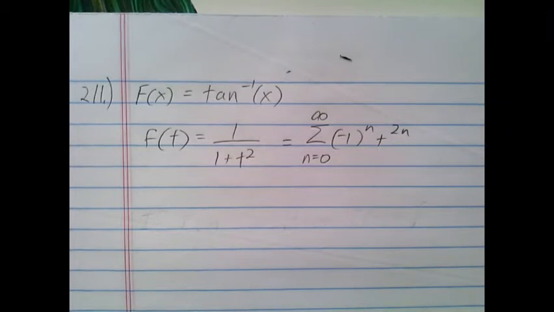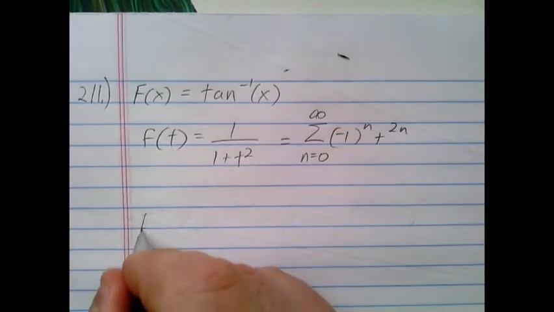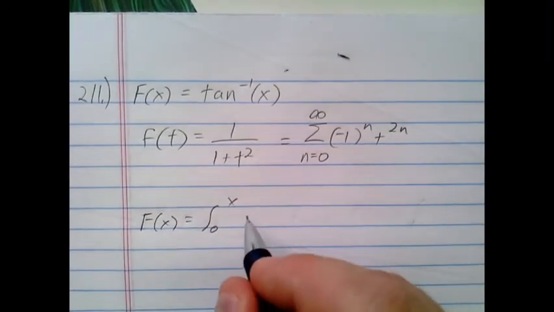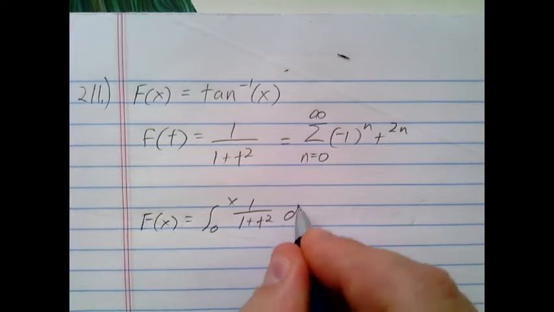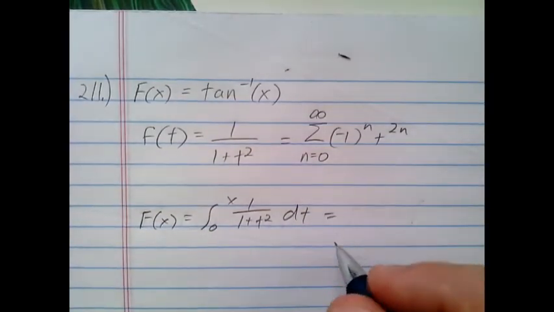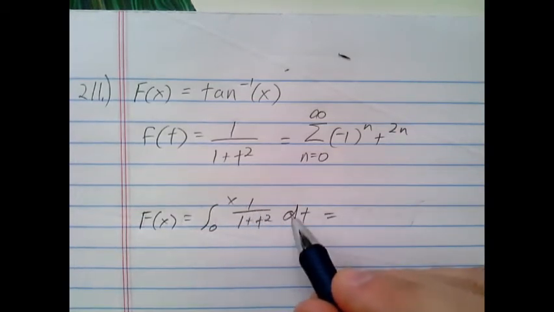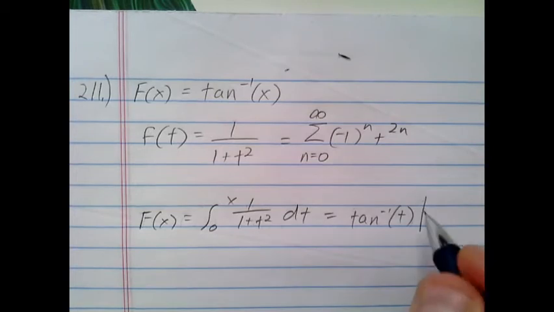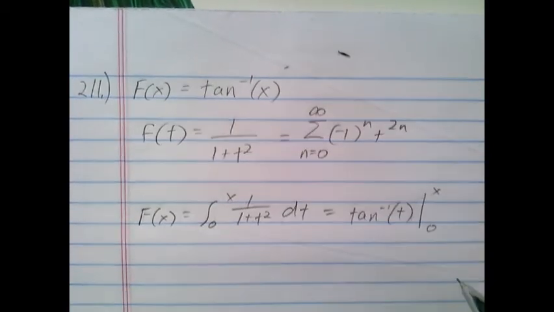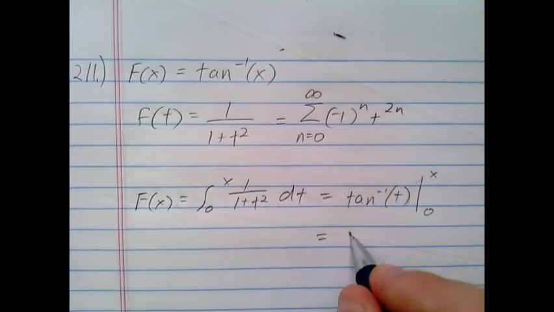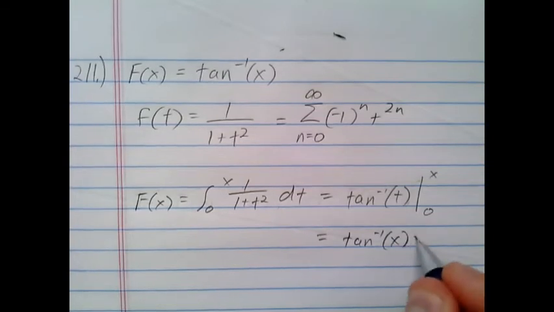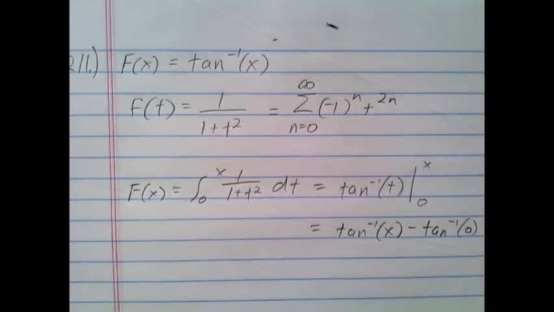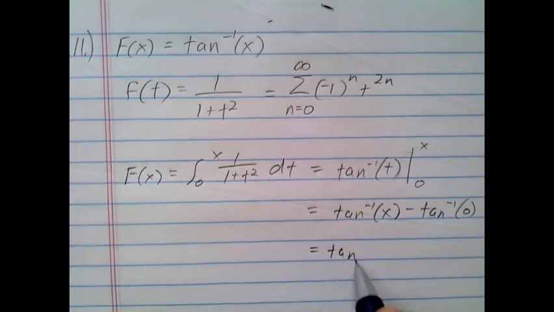Aha. So here's what the book gave us. Now remember they said that big F of x, which is really tan inverse of x, could be thought of as the definite integral from 0 to x of 1 over 1 plus t squared dt. So if we just apply the fundamental theorem, we know that the antiderivative of 1 over 1 plus t squared is tan inverse of t. But then since it's a definite integral, we're going to plug in x and plug in 0. And that's going to give us tan inverse of x minus tan inverse of 0. But tan inverse of 0 is 0, so really that just knocks down to tan inverse of x.